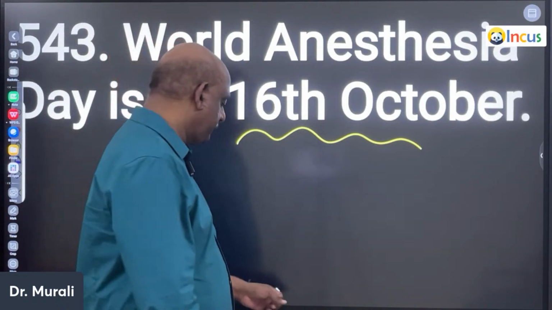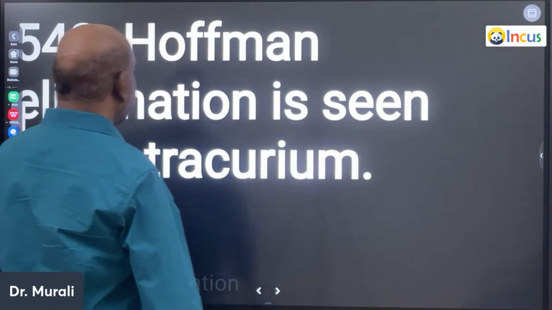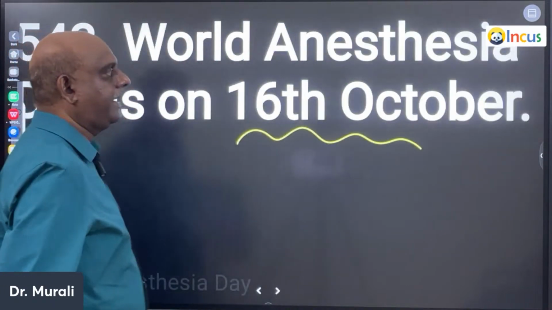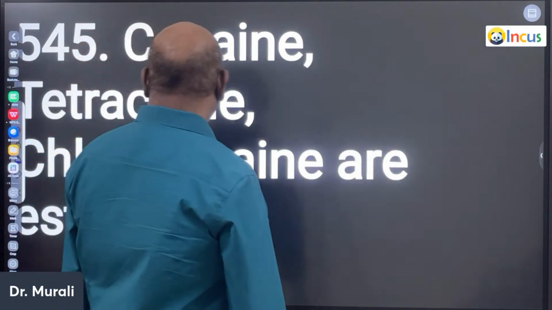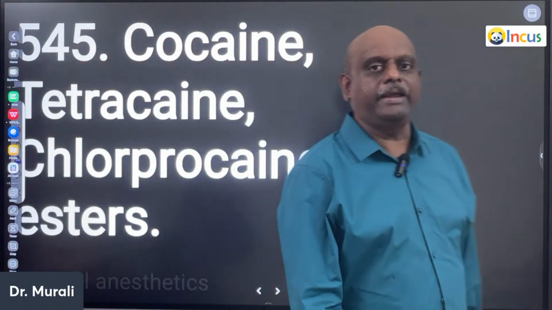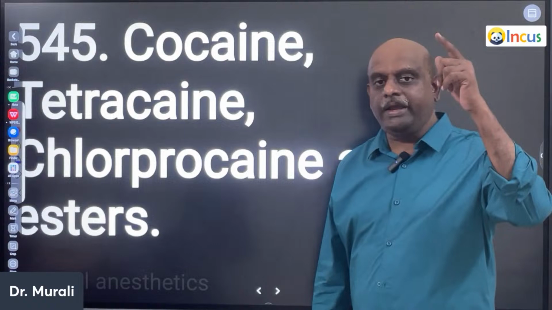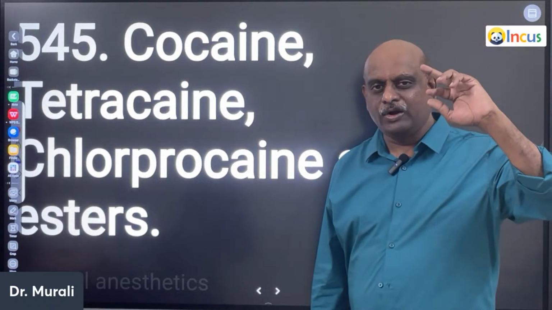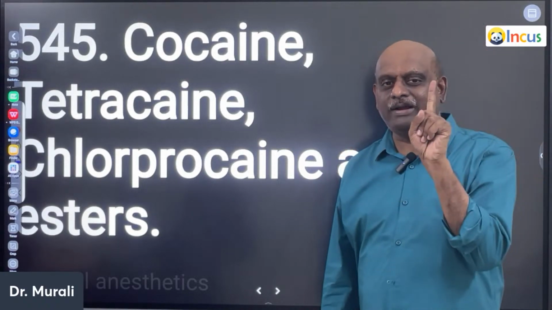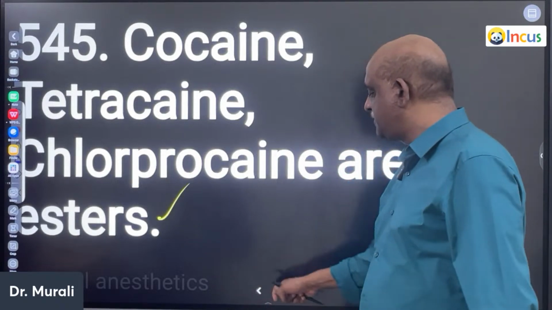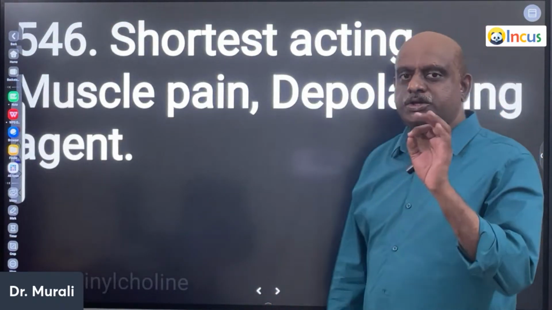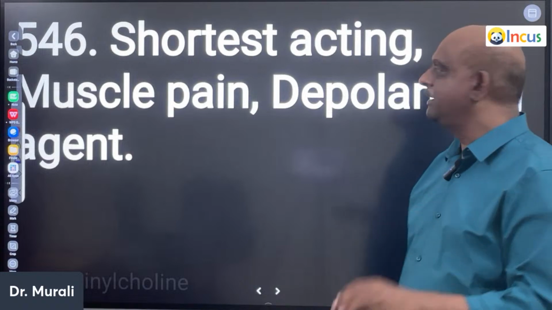16th October, right? Now, Hofmann elimination is seen in atracurium. Cocaine, tetracaine, chloroprocaine, only one I is there. That's the reason they're all esters. So what is the shortest acting?